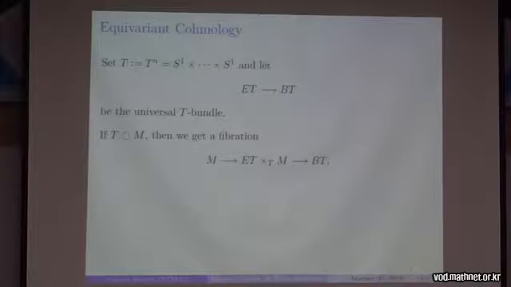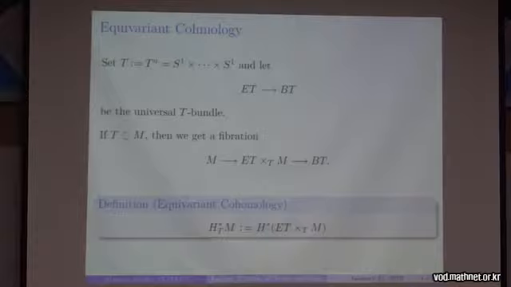And then, what is equivariant cohomology? Well, we're just going to work with these 2n-dimensional manifolds and set this torus T to be Tn, which is the product of n copies of S1, and we get the universal T-bundle. Then if we have a T action on some manifold, we get the standard Borel fibration. The definition of the equivariant cohomology is the ordinary cohomology of this Borel construction, which is the total space of this fibration. Without coefficients written anywhere, we're going to be working with integral coefficients.